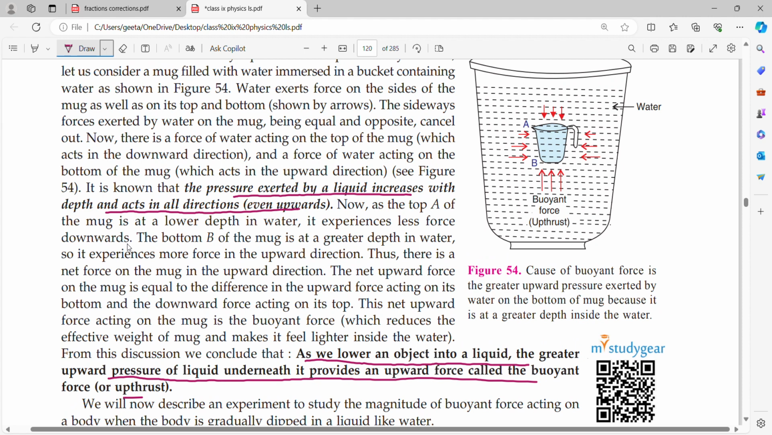Can you please read this paragraph from here? It is known as upthrust. From here, and this one as we lower the object.